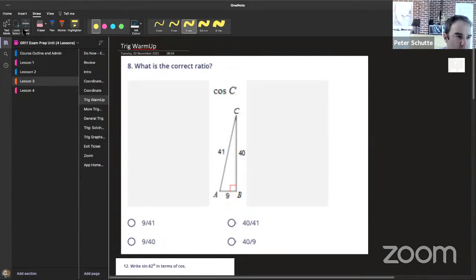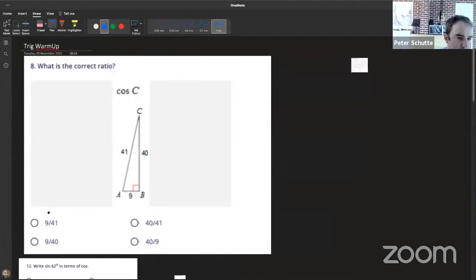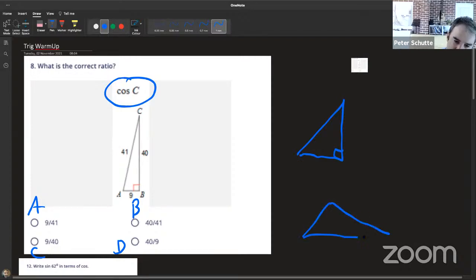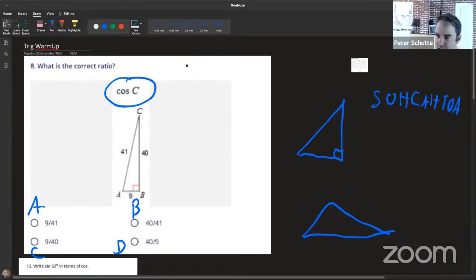For this question, it's a multiple choice question, and I want you to answer in the chat: what is the correct ratio for the cos of C? We're now living in the land of right-angled triangles and the study of trigonometry. To show me your knowledge, you are going to vote in the chat.